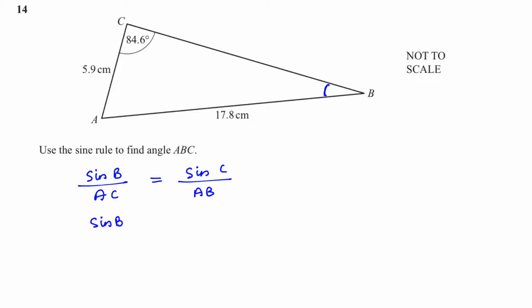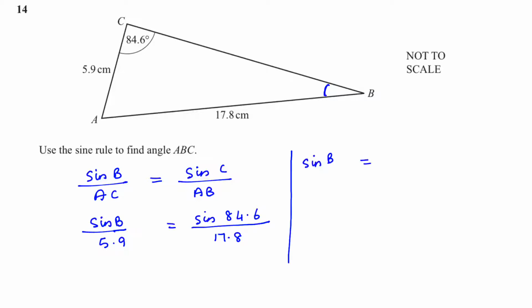Now replace the values that you got. So sine B over 5.9 is equal to sine 84.6 over 17.8. We are going to bring this 5.9 to the other side. It will become multiply. So this answer multiply by 5.9. Put the whole thing in the calculator. You will get 0.3218.